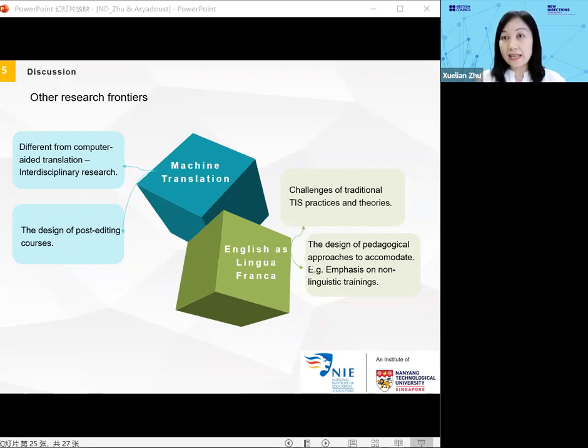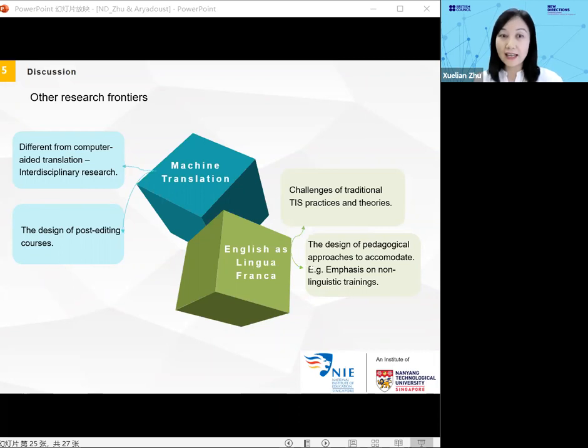For example, as I've mentioned, machine translation is mainly undertaken by machines. So the education institutions began to provide post-editing courses for the students. That means after machine translation, the students are trained to edit and improve the text generated by machines. This is a kind of trend in modern translation and interpreting educational institutions.